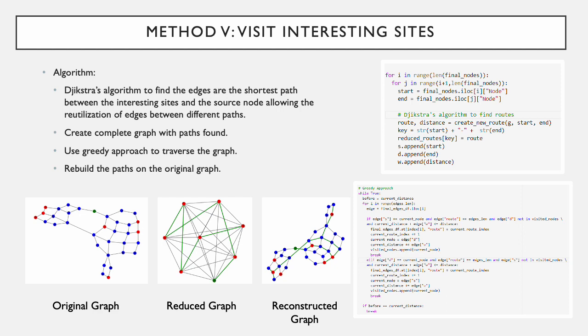If I could draw your attention to the left-hand side of the screen, what you see is a summary of that algorithm within the confines of its pseudocode. What you see is the original graph, the reduced graph, as well as the reconstructed graph. And on the right-hand side of the screen, you see the code associated with that particular algorithm.